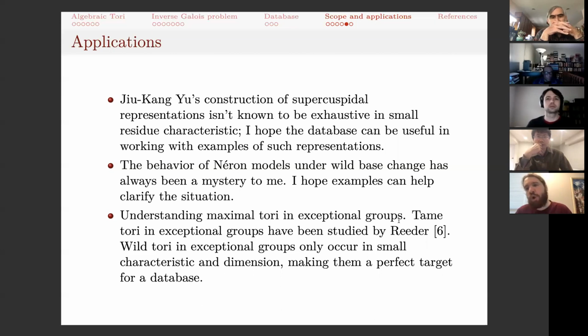So having tori that are wild may be useful for trying to construct representations that don't show up in this list.